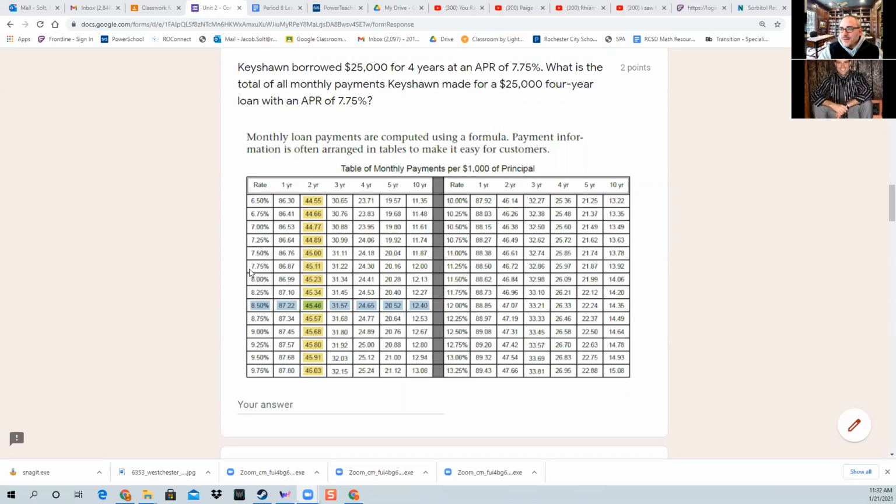All right, so we got 7.75. Looking at four, there's my APR. I'm looking for 4 years, right here is where I have the 4 years. So I have a monthly payment of $24.30. And the thing you got to remember with this table is it's for a principal of $1,000. If I want to do a loan of $25,000, I need to multiply this by 25.